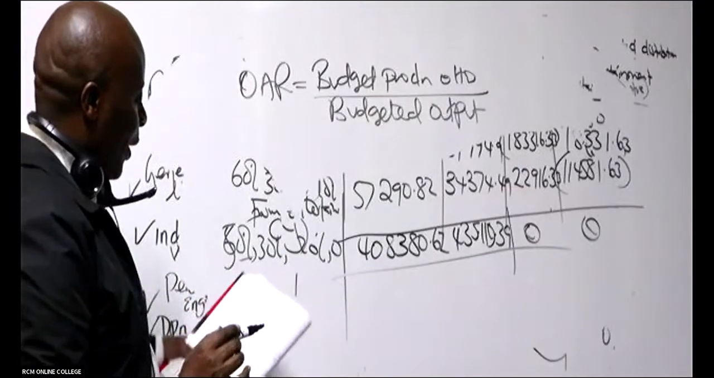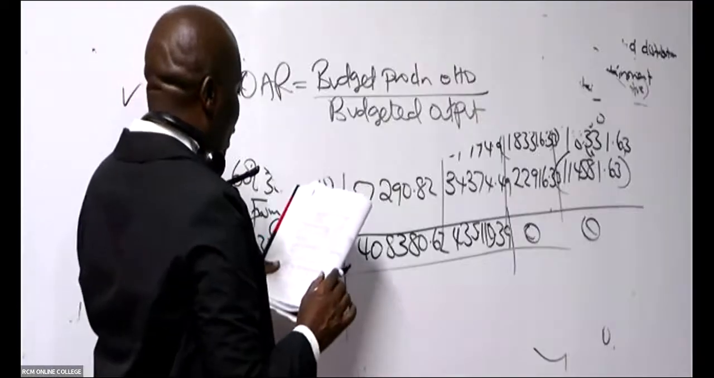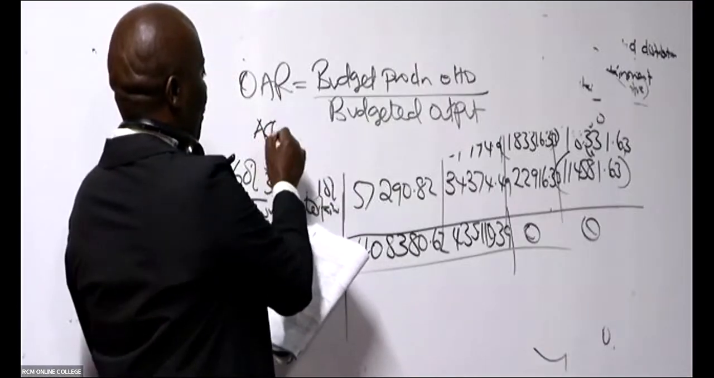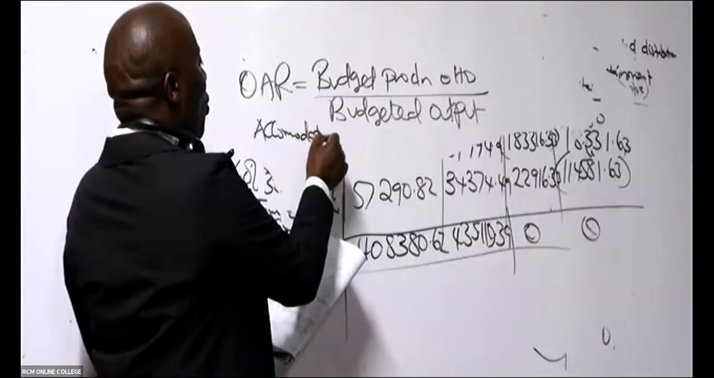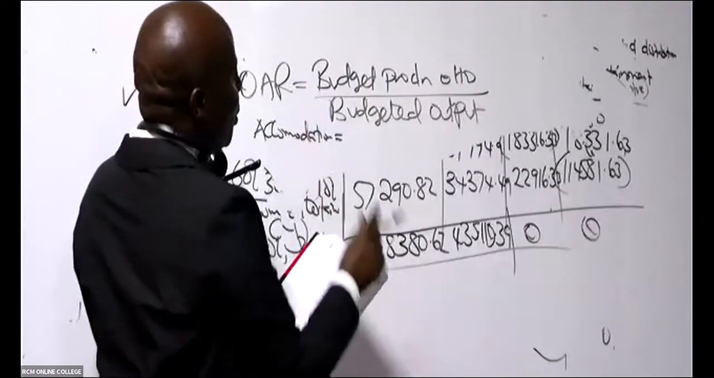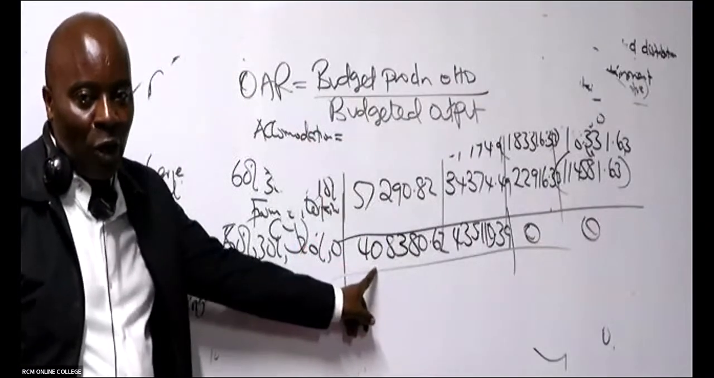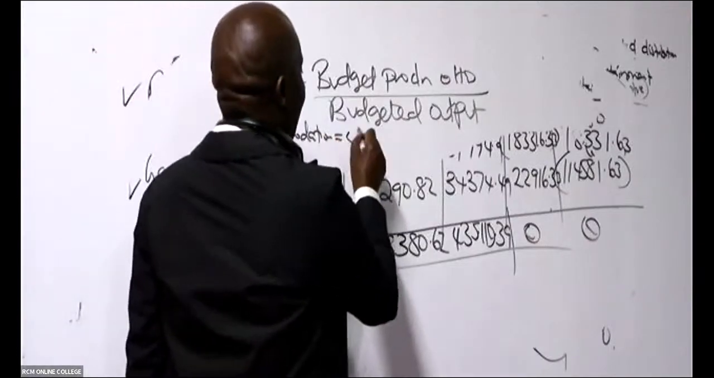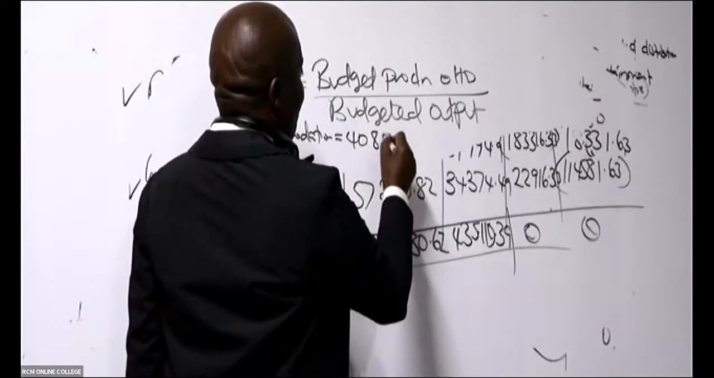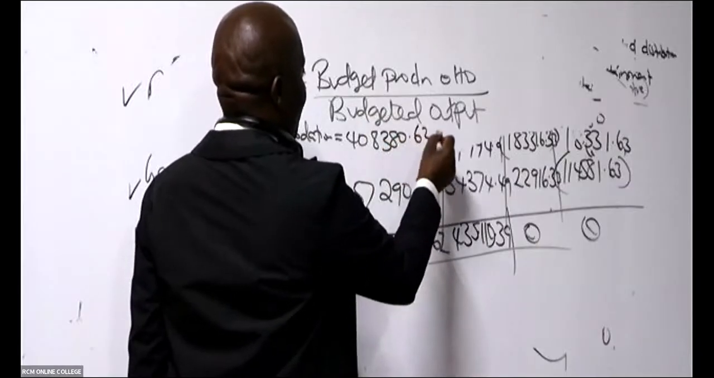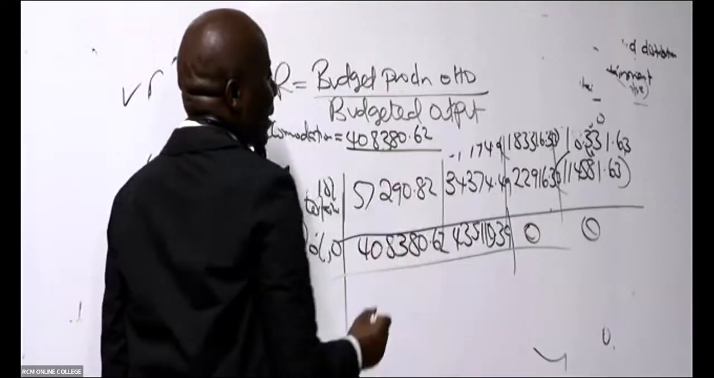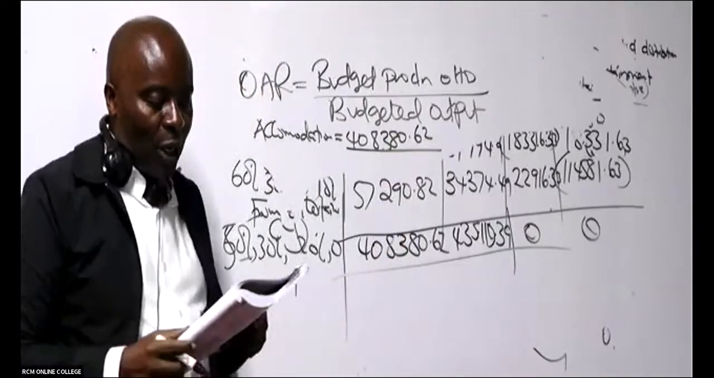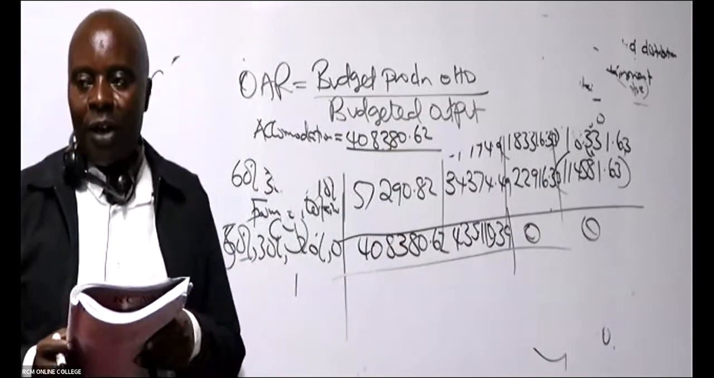So we start with the first one, which is what here? Accommodation. So accommodation, the budgeted production overhead is this final figure you got here for accommodation, which is 408,380.62, isn't it? How much are they budgeting to produce? Is there somebody who can see the budgeted output from accommodation?